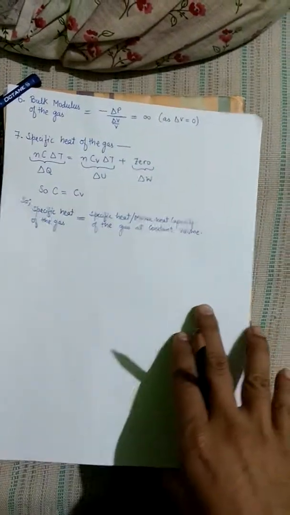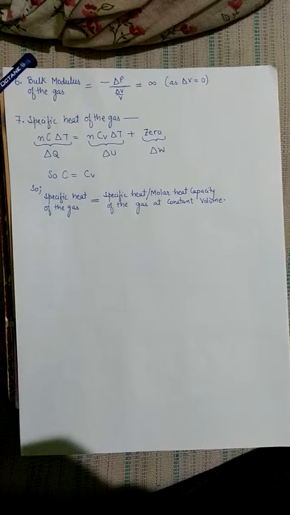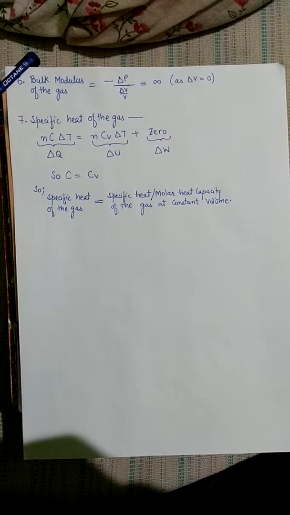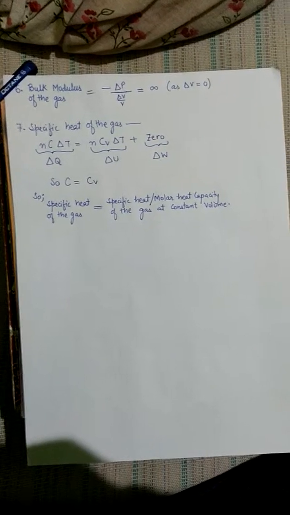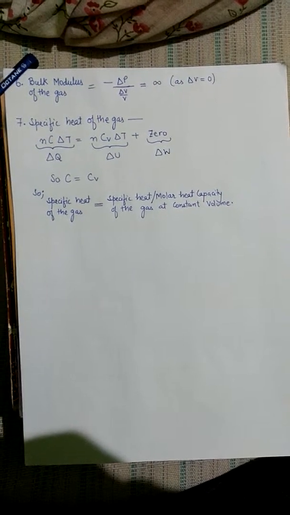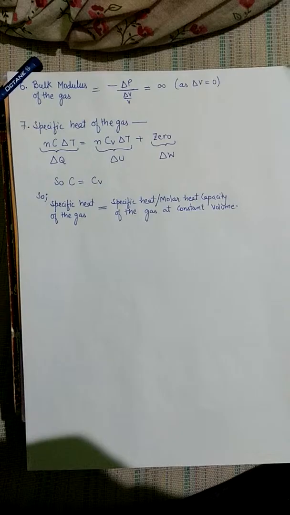Now we will find the bulk modulus of the gas. We know that the formula of bulk modulus is minus dP upon dV by V. Here we have seen that delta V is 0, so in the denominator we have a 0, so the bulk modulus moves towards infinity. So the bulk modulus of the gas in an isochoric process is infinite.